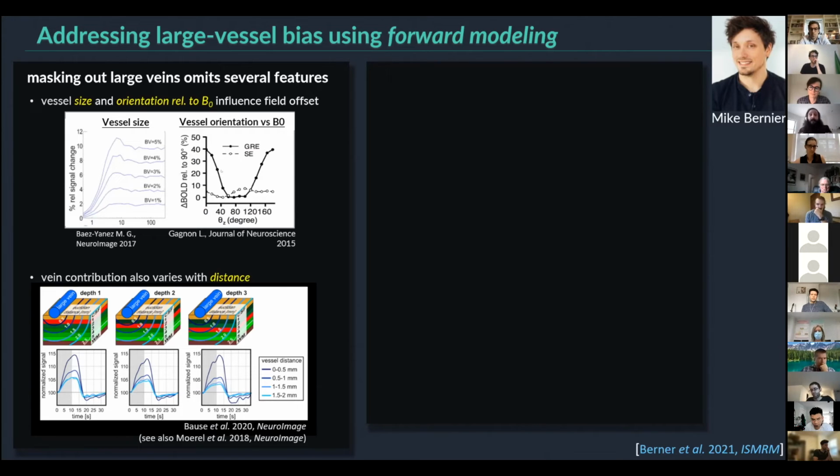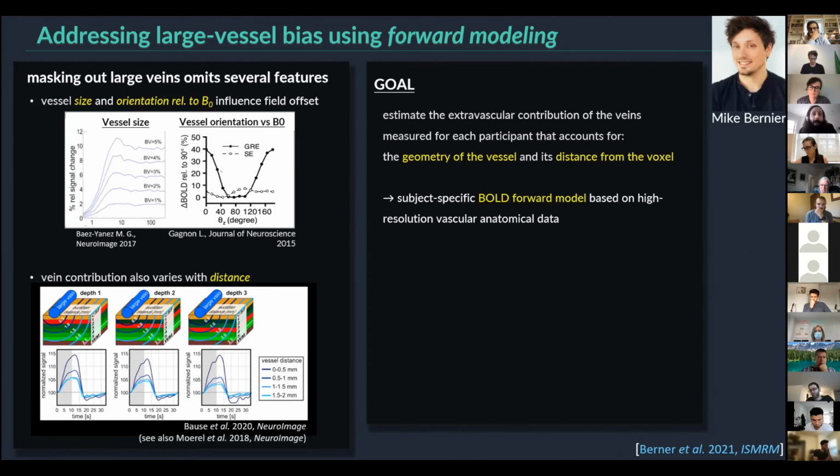For example, a BOLD voxel next to a vessel that's parallel to B0 does not need any correction. Also, the influence of large veins varies with distance. So even BOLD voxels that are not immediately next to a vein may exhibit large vessel contamination. And so the goal of this project was to estimate extravascular contributions of the veins measured for each participant, that accounts for the geometry of the vessel and the distance from the voxel.